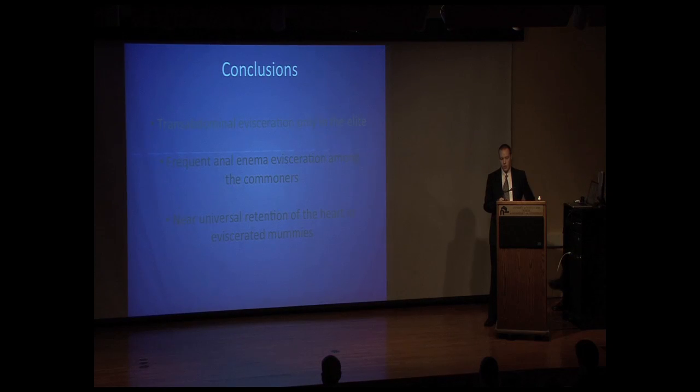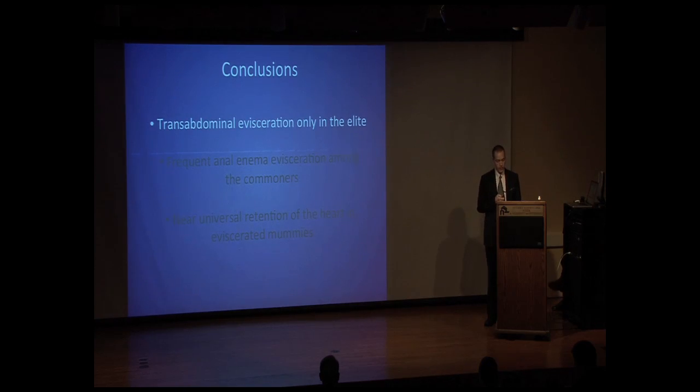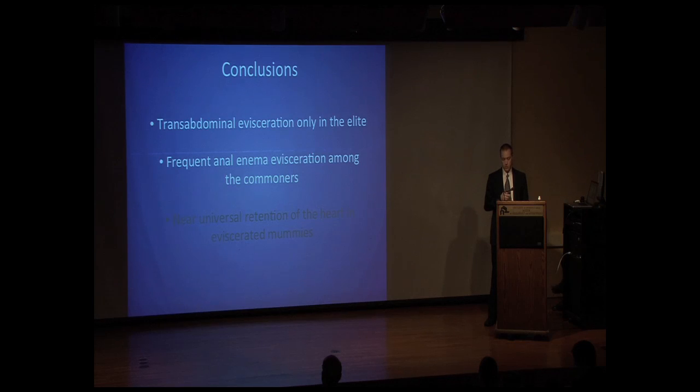So this study demonstrates the difficulty in relying on the classical stereotypes of others, such as Herodotus and Diodorus Siculus. In spite of the lack of detail present in descriptions of mummies throughout much of the literature, there is substantial evidence for variability in the mummification tradition, and for that variation's contradiction of the classical descriptions. This study addresses the hypothesis that were the descriptions of evisceration by Herodotus and Diodorus accurate and adequately representative, one would expect to see, as I said, transabdominal evisceration only in the elite, frequent anal enema evisceration among the commoners, and near universal retention of the heart in eviscerated mummies.